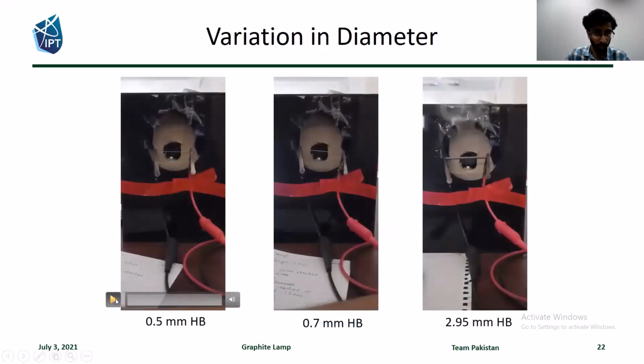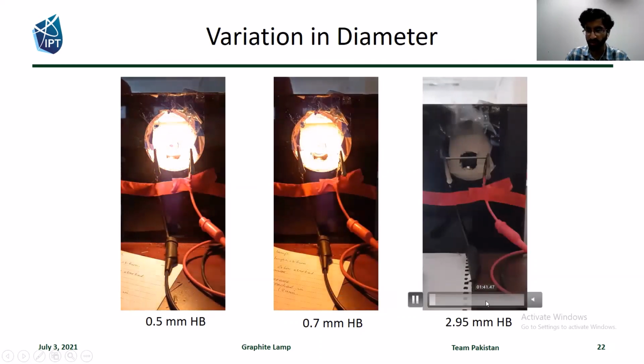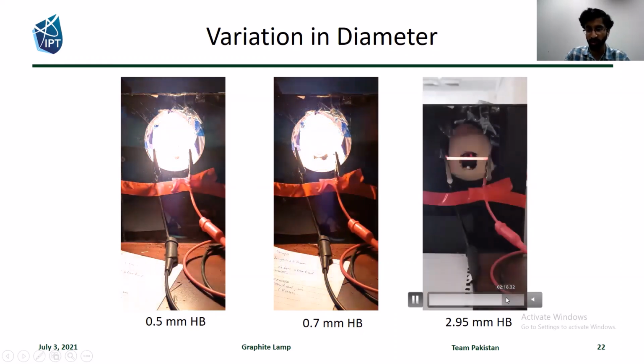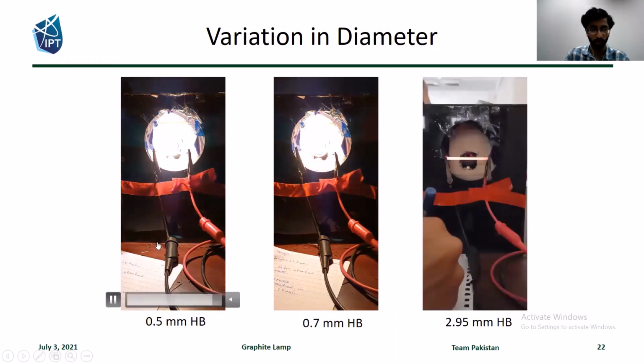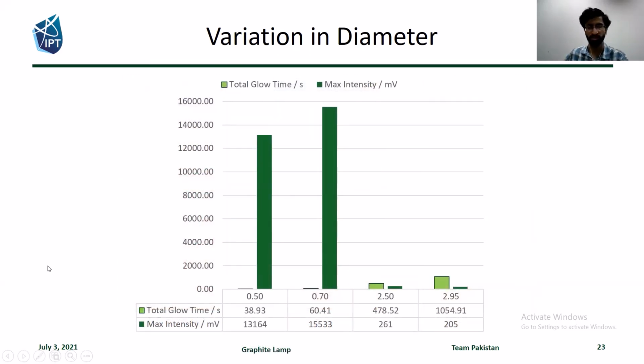And I will just go through these videos to show you the clear effect in terms of intensity. Now this is 0.7. I can move through these while we are discussing if you have any questions. You can see that 2.95 has a very low intensity, but 0.7 and 0.5 have a very high intensity. This is also evident from this summary here that 0.7 millimeter has a higher maximum intensity, but the glow time is very much less, and 2.95 has a higher glow.